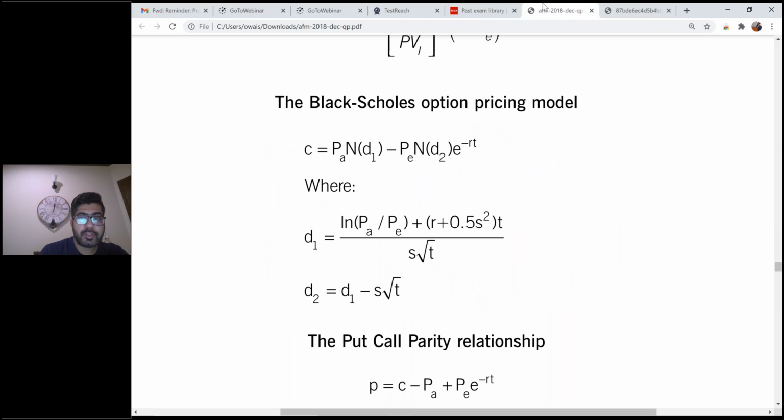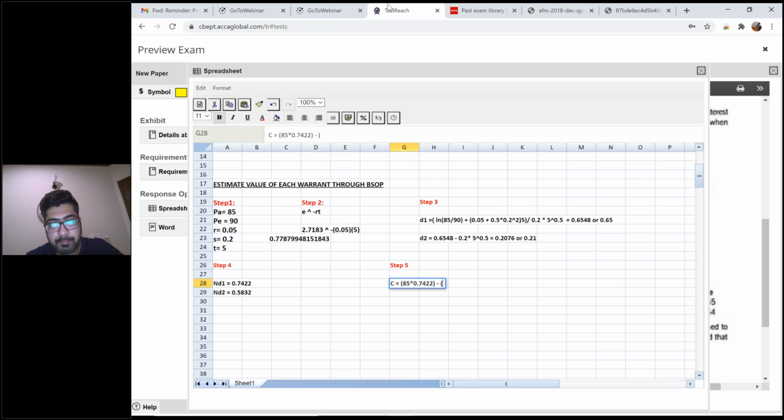Minus PE ND2 e^(-rt). Minus PE. PE is 90, times ND2. ND2 is 0.5832, times e^(-rt). So e^(-rt) in step 2 is 0.77. This gives you the value of the call option. You can input the formula in Excel as well or solve it with a calculator. It's 22.2. This is the call option value.